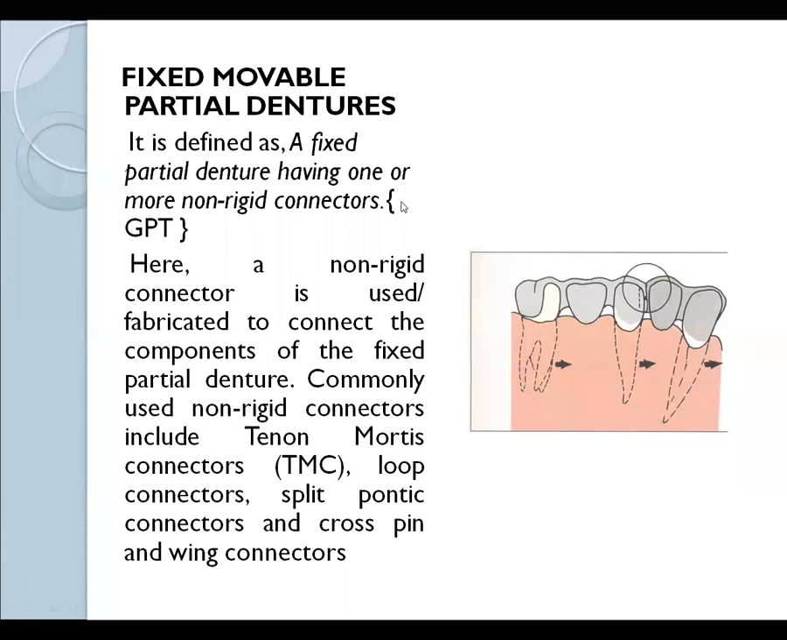In this fixed movable partial denture, in this picture you can see here is a rigid connector, but at this region a non-rigid connector is used. That's why it is defined as a fixed partial denture having one or more non-rigid connectors. Examples of these non-rigid connectors are tenon mortise, loop connectors, split pontic connectors, cross beam connectors, beam connectors. These will be discussed in detail in later lectures. This is just the introductory part of this FPD.